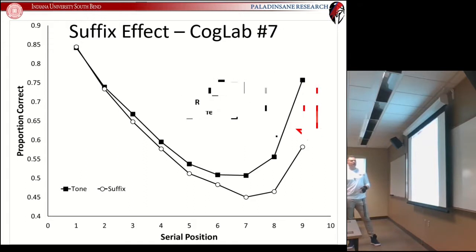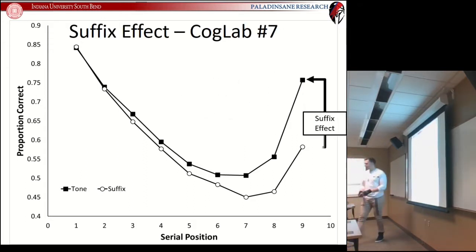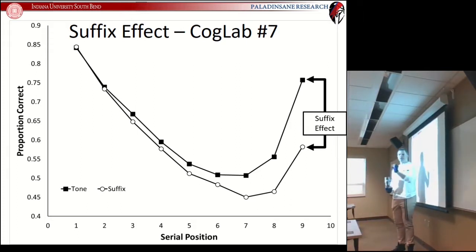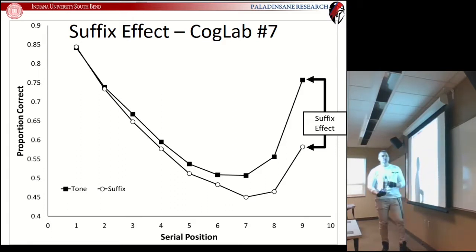All right, so that difference there is known as the suffix effect, and it's that drop in your ability to remember a sequence of items when the signal to remember the items is the same as the previous items. So in this case, you were trying to remember numbers, and when the signal is a number, you drop in your ability to remember those, and that is the suffix effect.